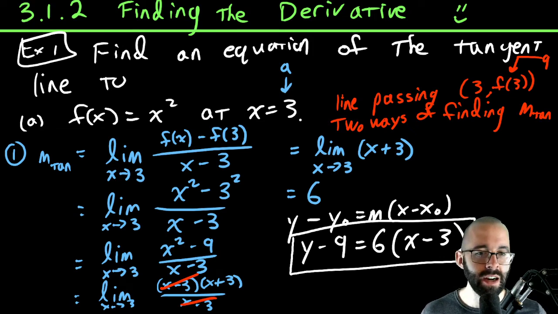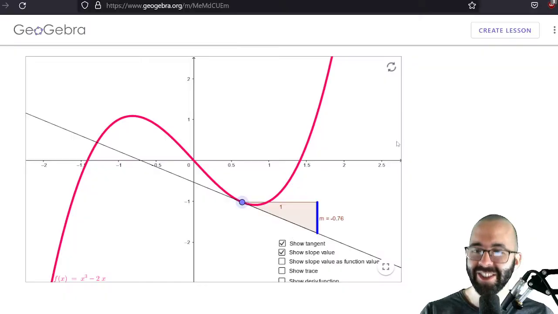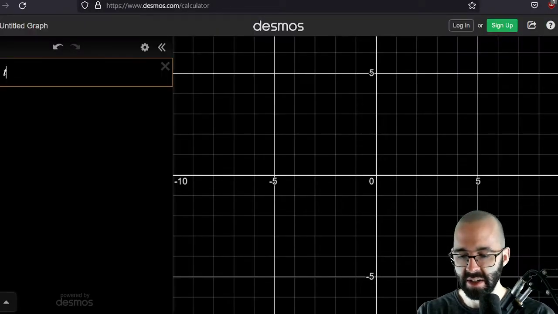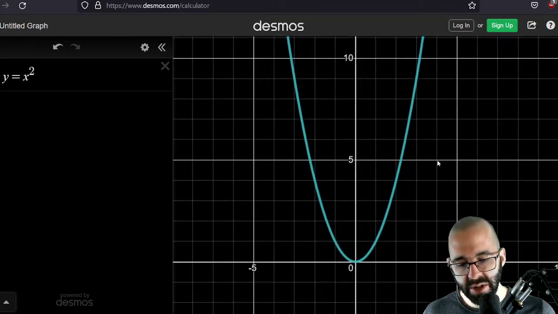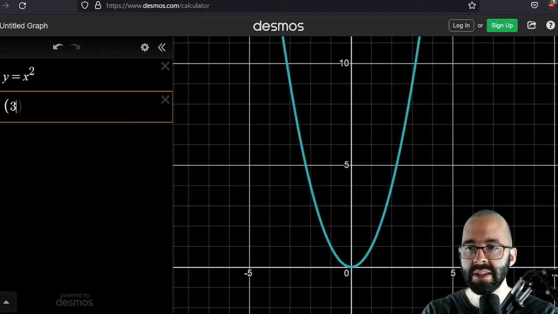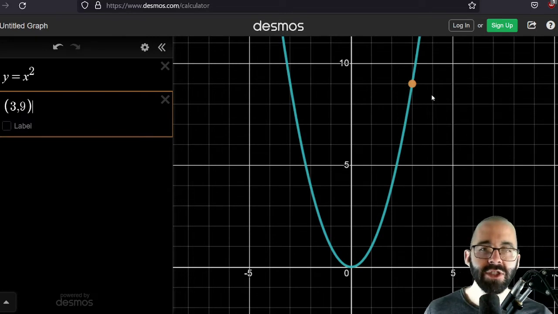How can we check our answer? Let's graph it. And if we did it right, it's going to look really good. If we did it wrong, well, hopefully you won't see what that looks like. So we're looking at this function, y equals x squared. And specifically, we're looking at this function when x is equal to 3. We're looking at this point right here. Let's plot that point. That's the point 3, 9. I want the tangent line.